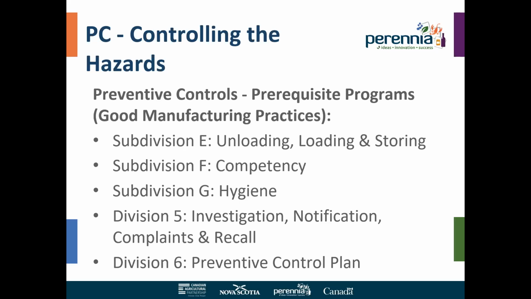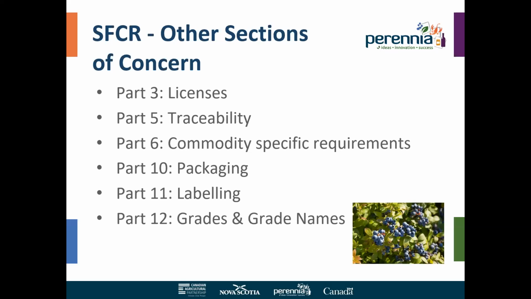Subdivision G is hygiene. And then Division 5 of the Safe Food for Canadians regulations is investigation, notification, complaints, and recalls. Division 6 is your preventive control plan, so that HACCP plan. And then other sections of concern for you folks, Part 3 of the Safe Food for Canadians regulations goes over the license. Part 5 is traceability. Some of you may only be required to have a traceability program in place. And if that's the case, then your concern is going to be Part 5.